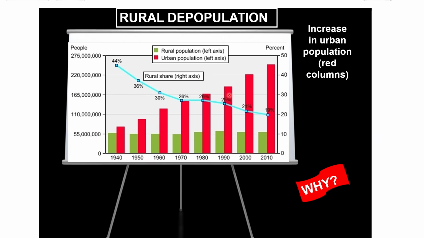From this graph here, you can see that there is a little key, a little legend. The green is for our rural population, from 1940 up until 2010. The red is for our urban population. You can see the urban population is increasing. And since the graph is about rural depopulation, you can see that these percentages are showing us how much the rural population is decreasing, okay?